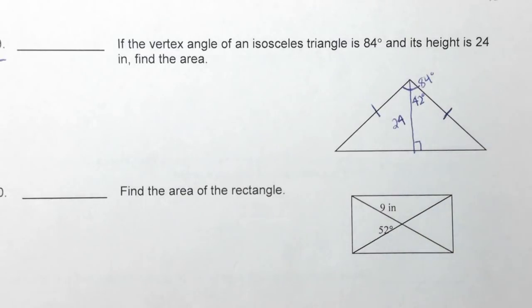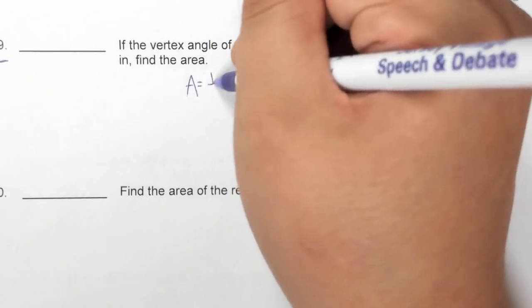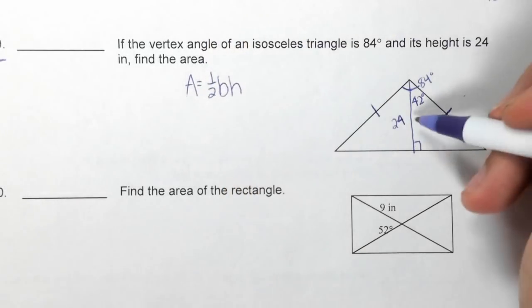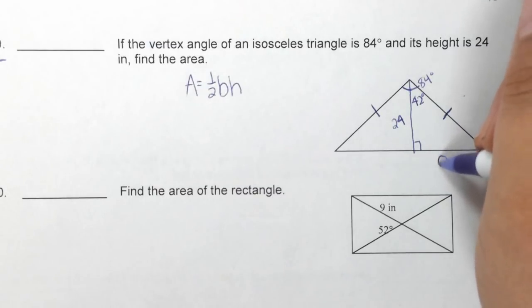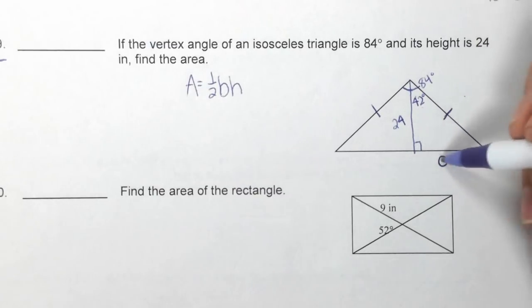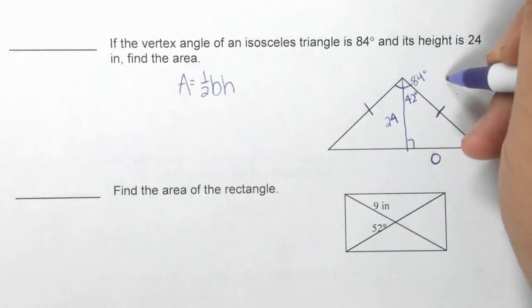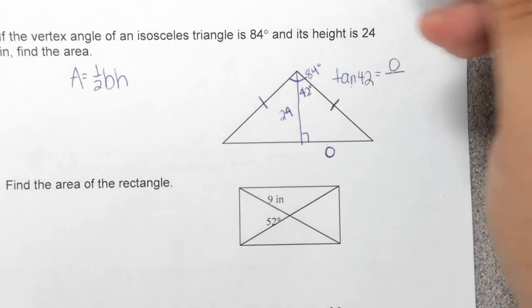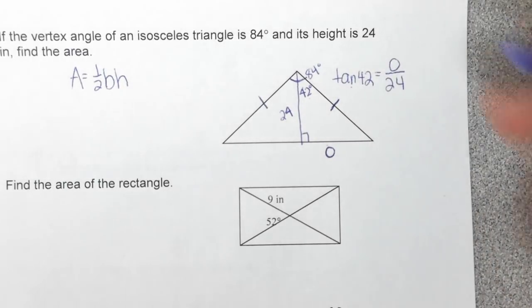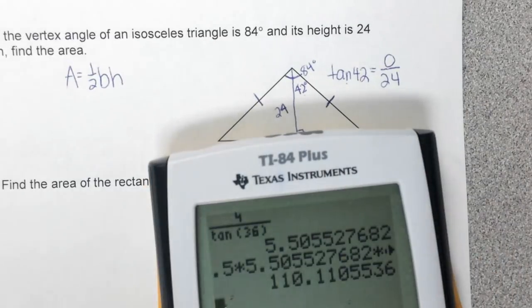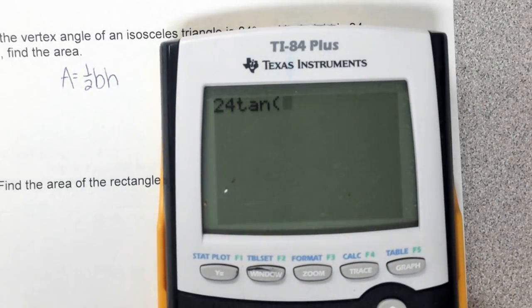Okay. What do I want to get? I want area. What's the formula for area? So I have the height, I need the base. So I'm going to call this the opposite. So what am I using here? Tangent. So the tan of 42 gives me the opposite over adjacent. So I can multiply and do 24 tangent of 42.